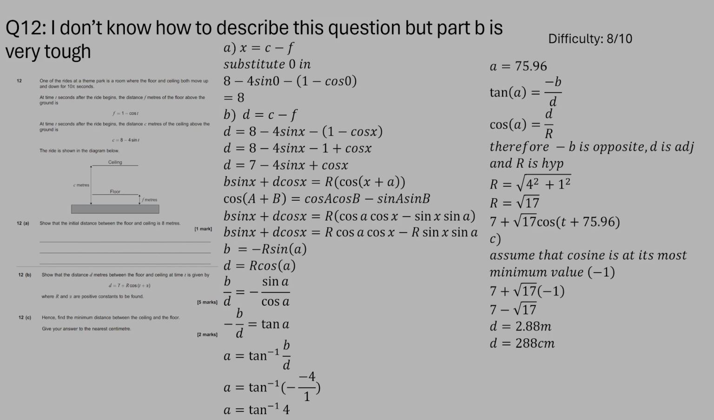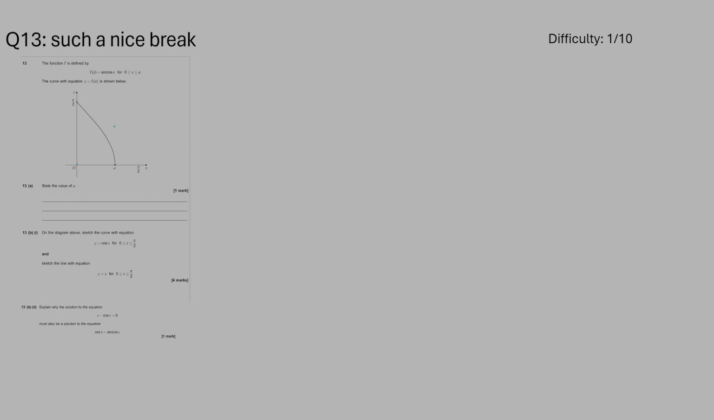Alright, next question. We have this break question here, which is very, very nice. So for part A, we know that the domain of arc cos is just the 90-degree flip of cos. So we know the domain of x is -1 to 1, just like the range of cos is -1 to 1. Therefore, the highest value of this is 1, so A is 1.